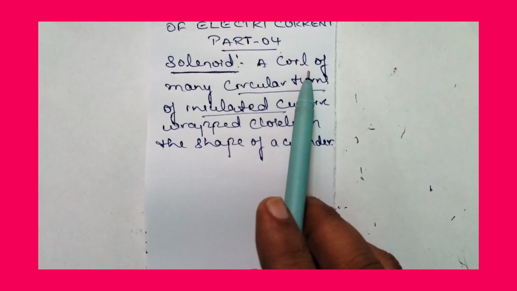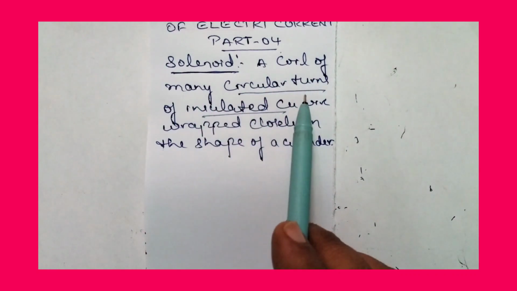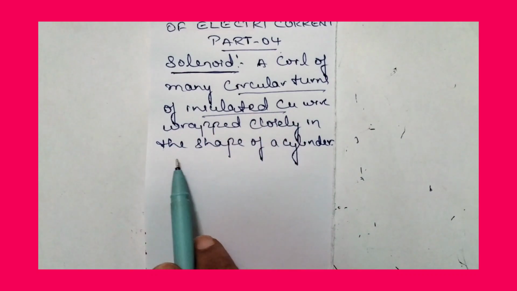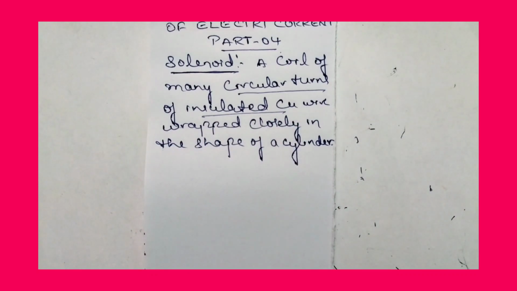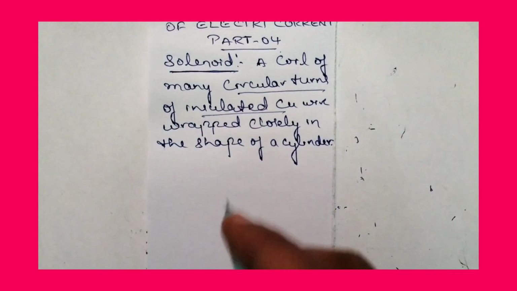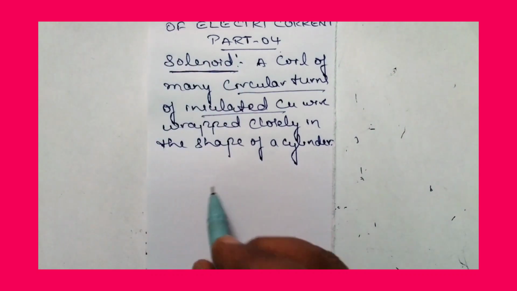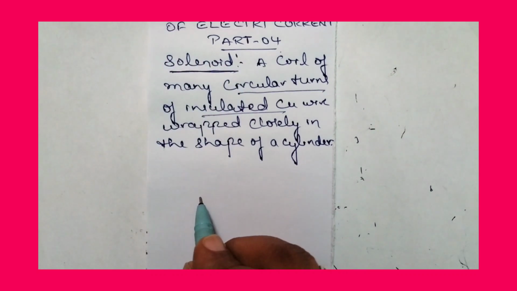A solenoid is a coil of many circular turns of insulated copper wire wrapped closely in the shape of a cylinder. Such a substance is called a solenoid. So a solenoid is a coil of many circular turns.